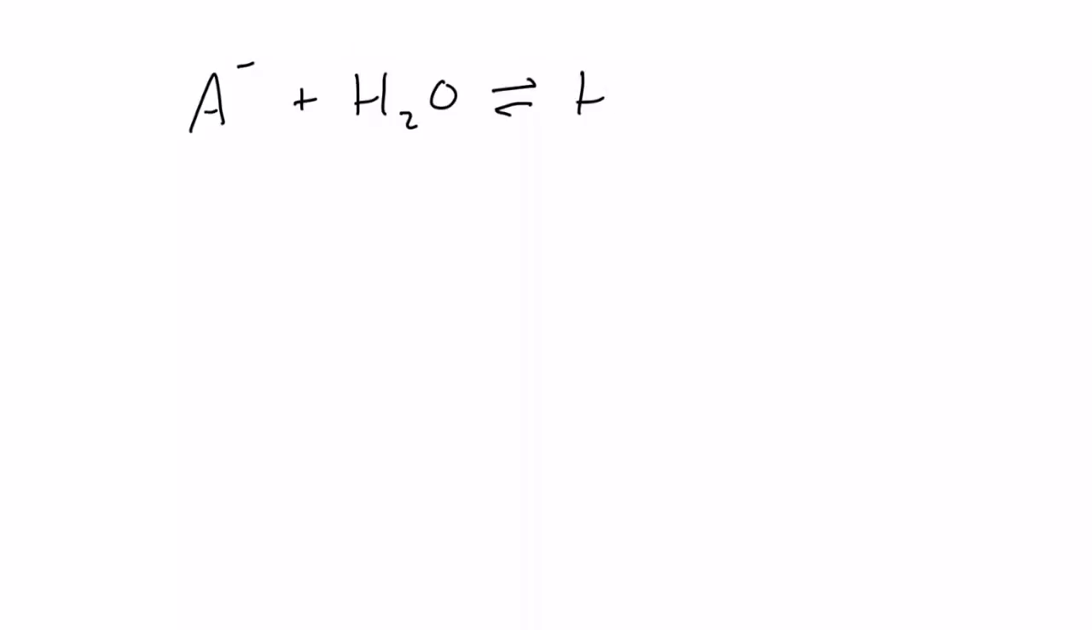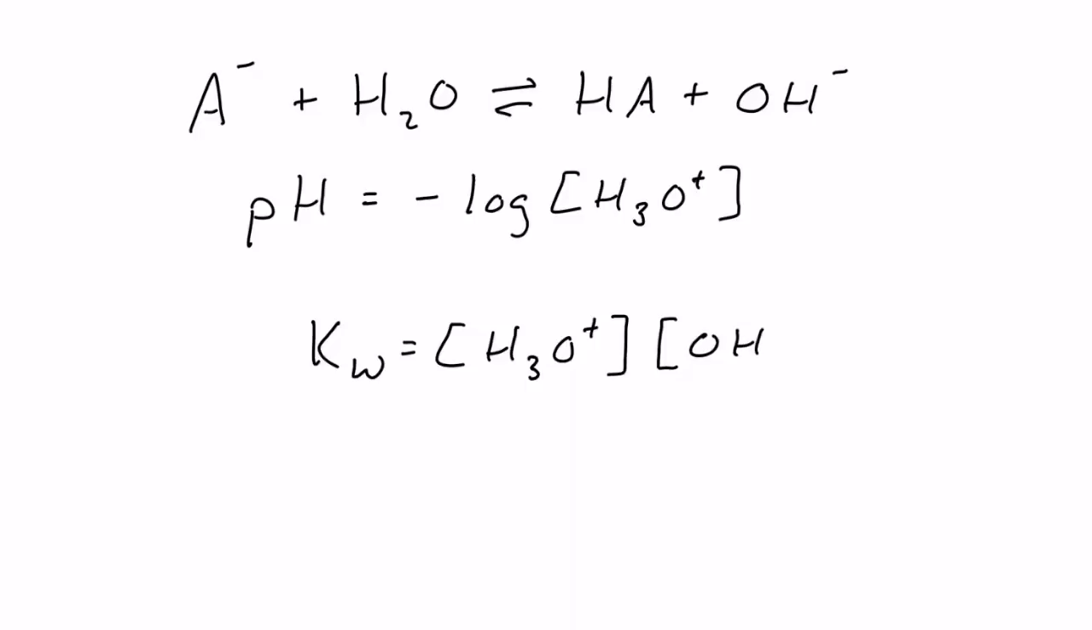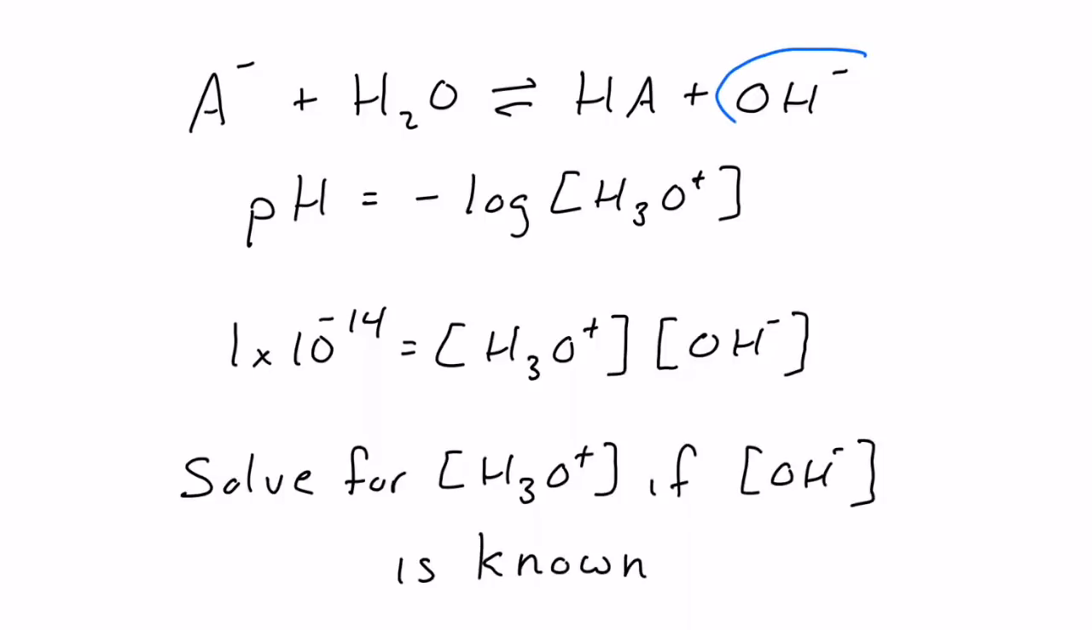The Kw expression is also used to help determine the pH of basic solutions. Recall that when a base reacts with water, one of the products is OH- rather than an H3O+. I'm using A- here to represent a generic base and HA to represent a generic acid. To determine the pH, we need the concentration of H+, but for these reactions, we only know the concentration of OH-. By using the Kw equation, we can calculate the concentration of H+, and from there, use pH equals the negative log of the concentration of H+ to determine the pH.